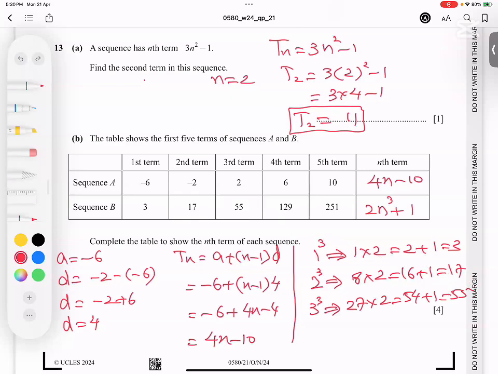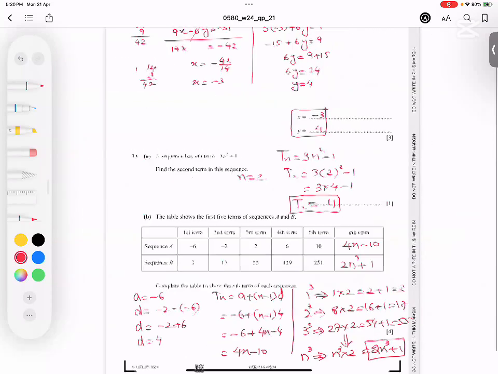So the same pattern continues. So what are we doing? First n cube. Then after n cube, we are multiplying by 2. I've got 2n cube, and then we add 1. And this is our nth term. I hope the point is very clear.